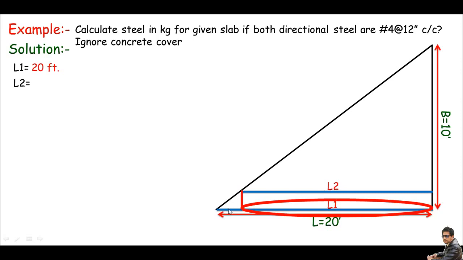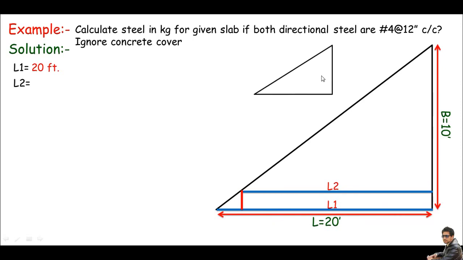But how can I find this little portion? Let me draw this small triangle over here for better visualization. I'll call the base X, which I want to calculate. And the height or breadth of this triangle is 1 foot or 12 inches, because this is the center to center distance between these two bars, which is of course given over here.